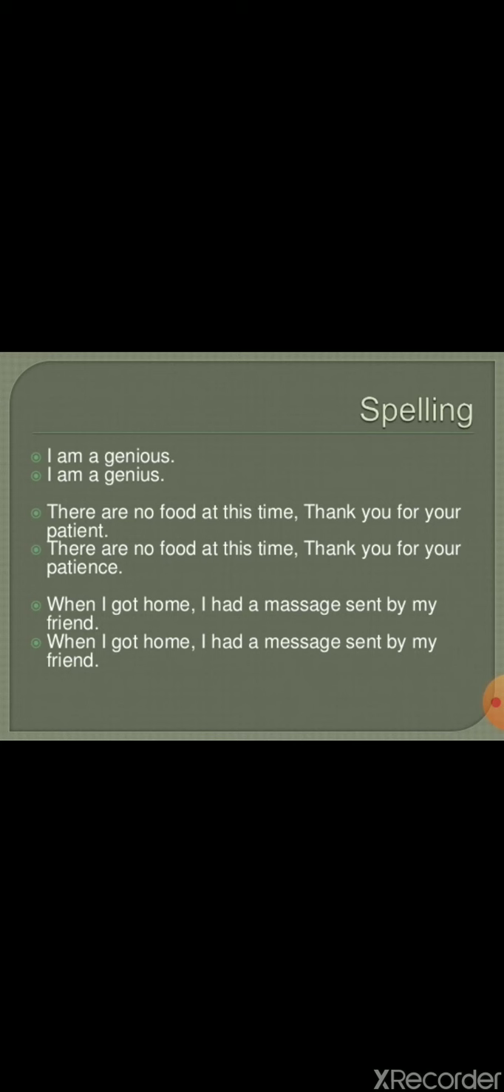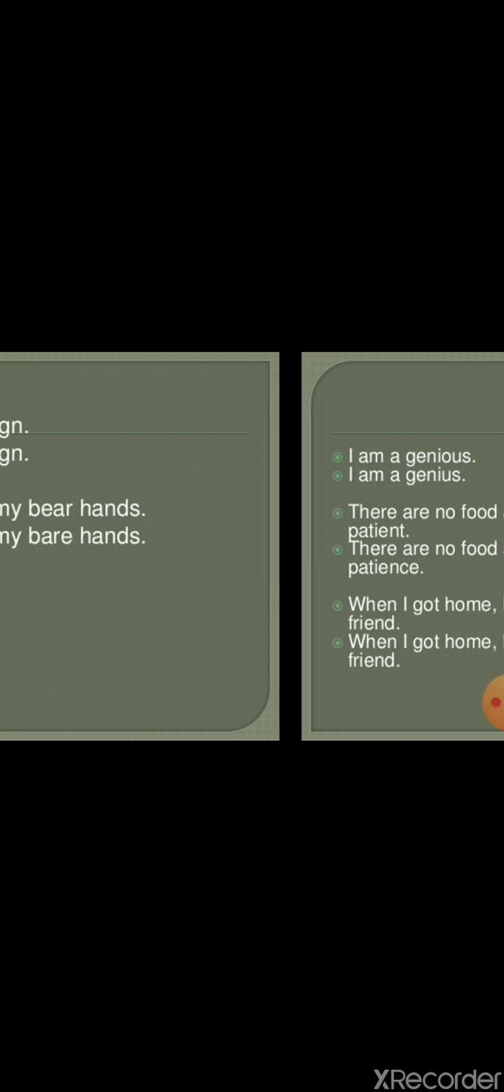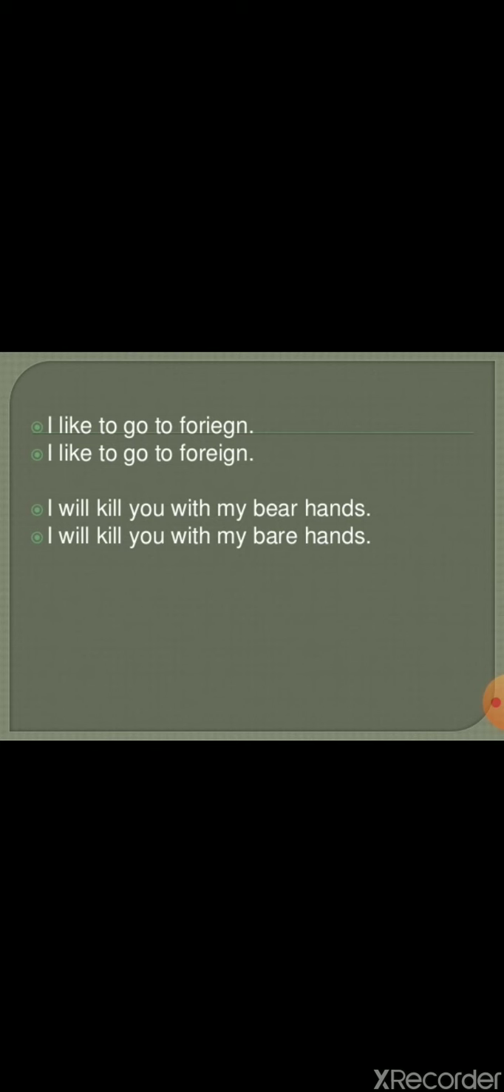When I got home, I had a message sent by my friend. These are some errors based on spelling only. Third sentence, message was wrong. Second sentence, patient spelling was wrong. And first sentence, genius spelling was wrong. I like to go foreign. Again, I like to go to foreign. Again, spelling error.